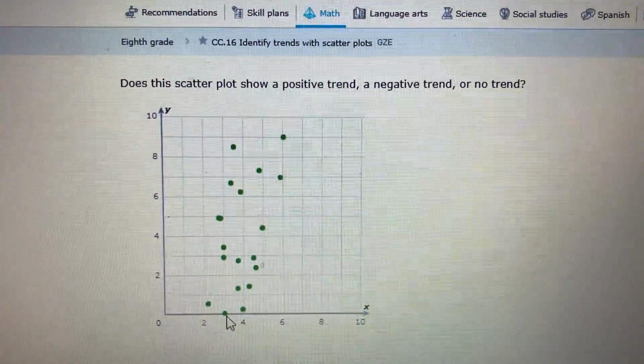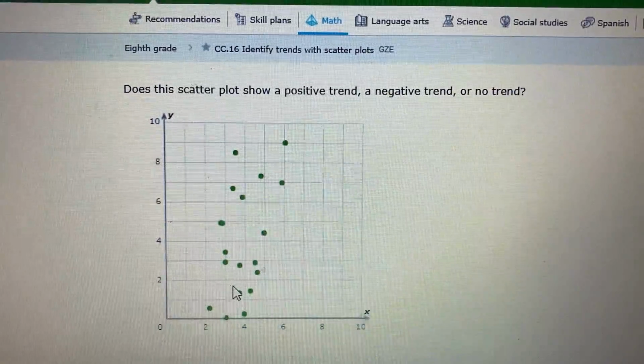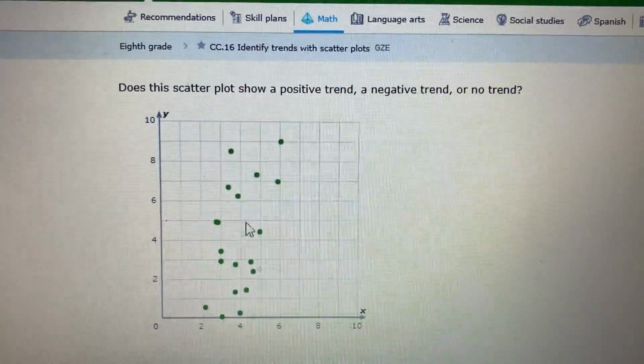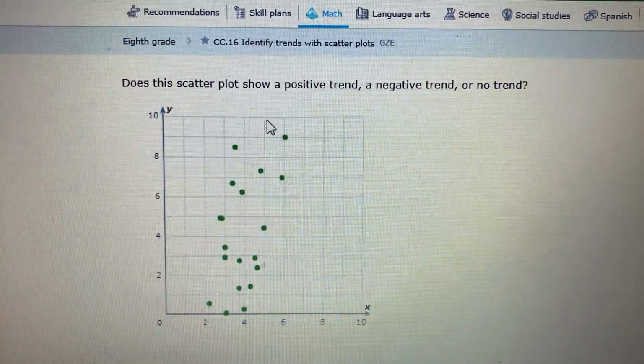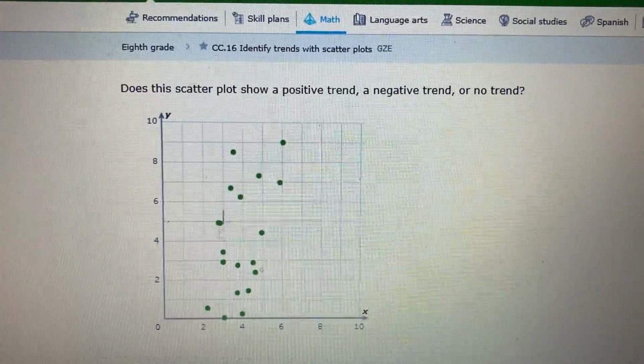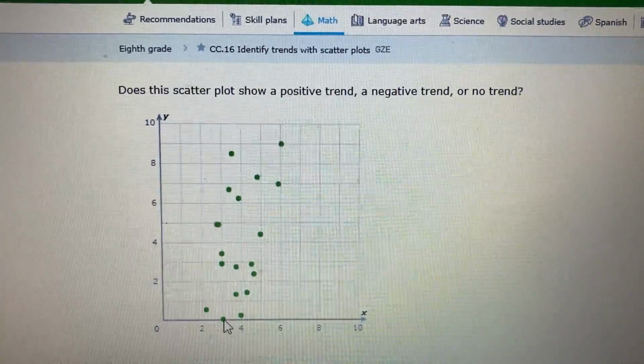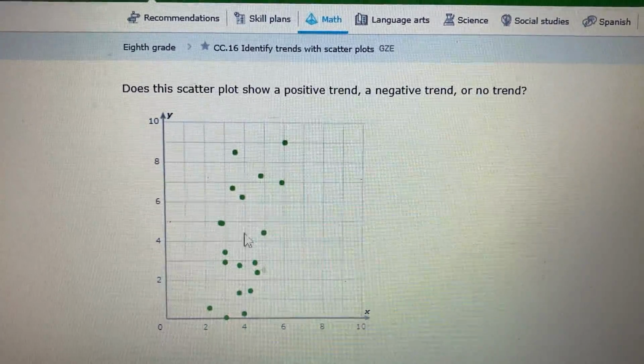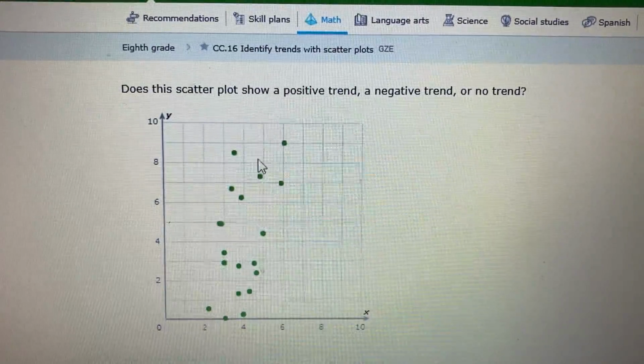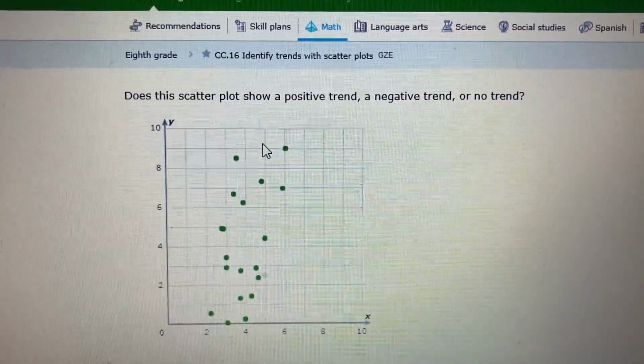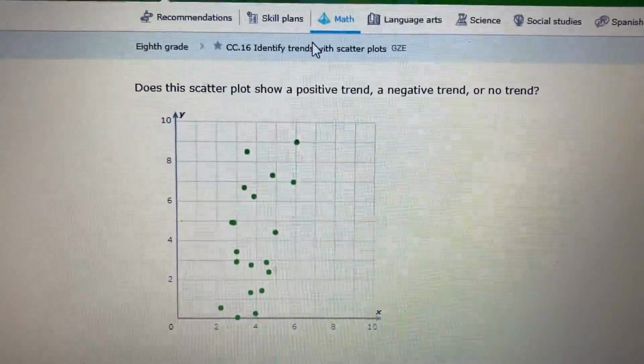Another way you can look at this is just drawing a line through the center of it, because clearly they're grouped together. If I draw a line through the center of this, my line is going up from left to right, so that would make it positive.